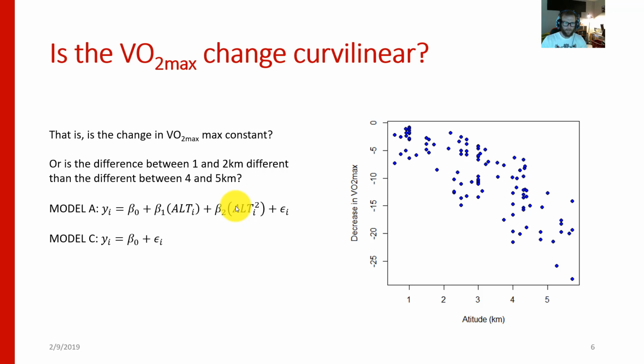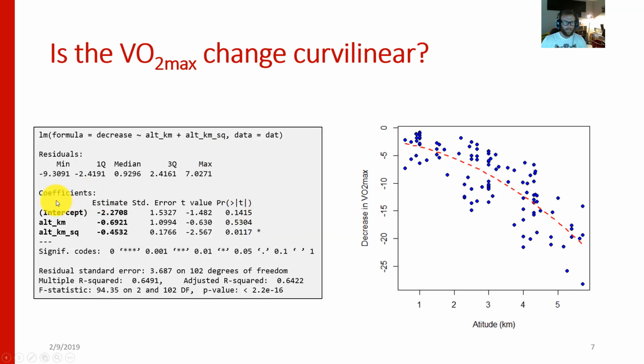And if I fit that model using R, I get something that looks like this. So here's the formula, right? We're predicting the decrease as a function of altitude in kilometers and altitude in kilometers squared. We're going to get an intercept. We're going to get a slope for the linear change, and we're going to get a slope for the quadratic or the squared change. And you can see here our model estimates that we're going to start at negative 2.2708. So when altitude in kilometers is equal to 0, which means that altitude in kilometers squared is also equal to 0, our estimate is going to start at negative 2.278.